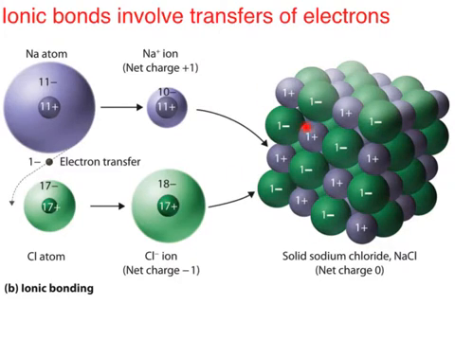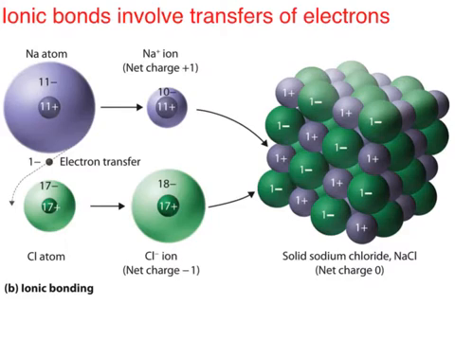Notice that a positive ion is surrounded on all sides by negative ions, and a negative ion is surrounded on all sides by positive ions. That is a lattice structure. It would be a good idea to jot some of this information, including what a lattice structure is, down in your notes. Let's talk about covalent substances now.